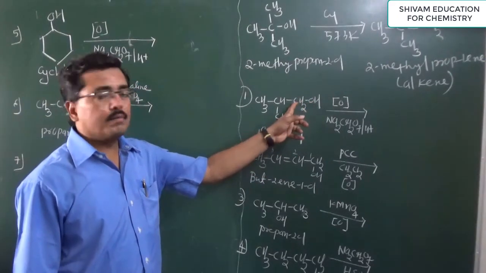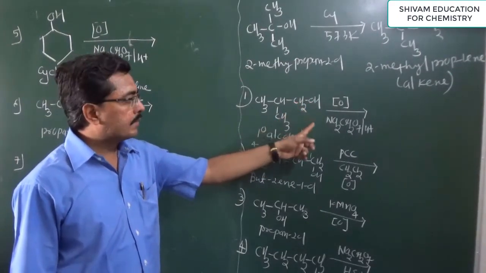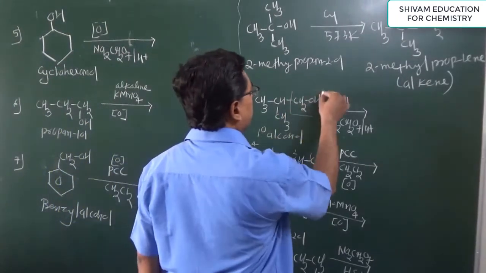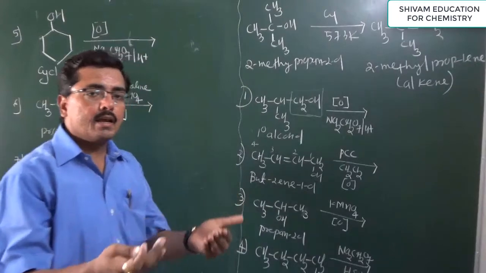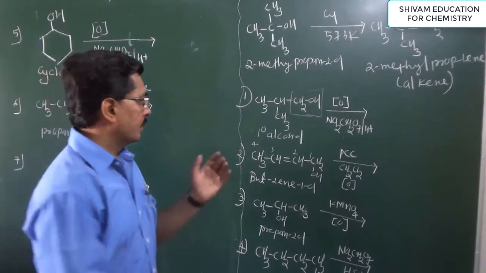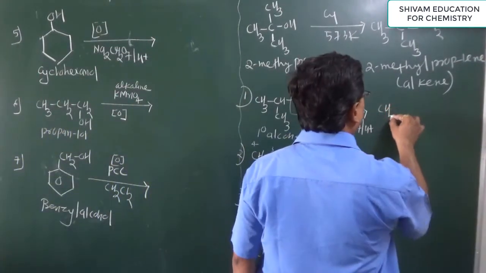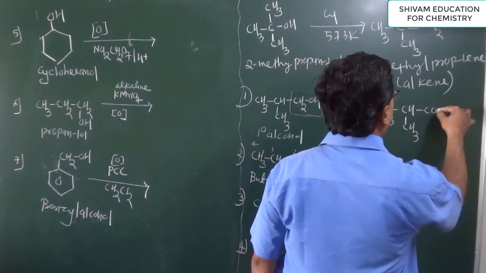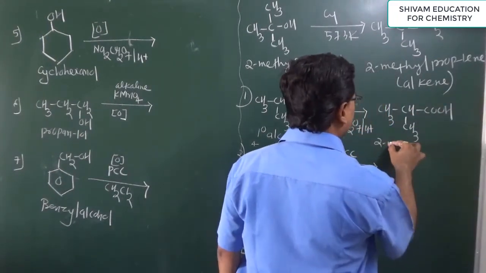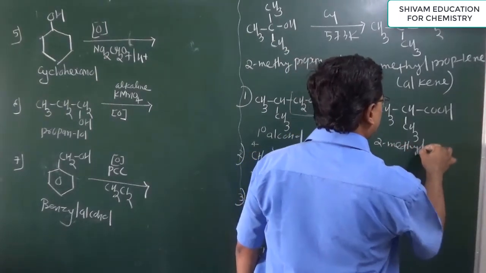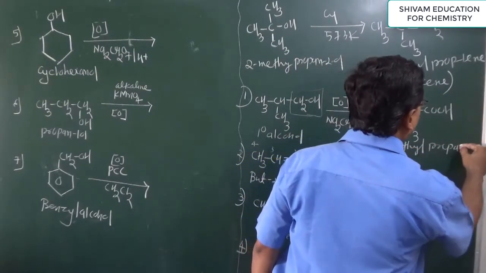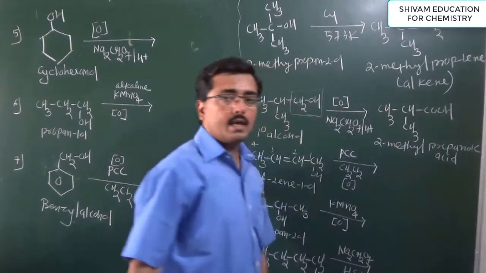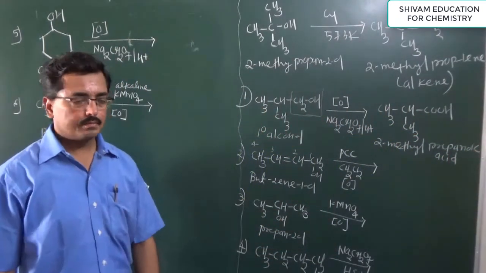The hydroxyl group containing carbon is attached to one carbon only, and we use a strong oxidizing agent. As a result CH2OH will convert into a carboxyl group. So we get this type of structure, CH3, CH, CH3 and COOH. The name of this product is 2-methylpropanoic acid.